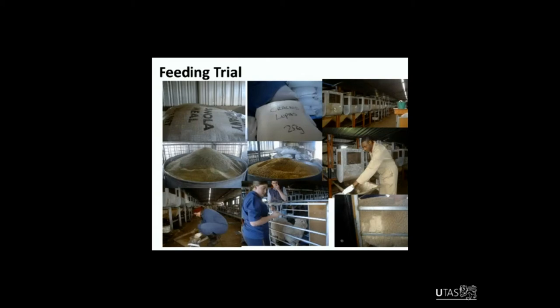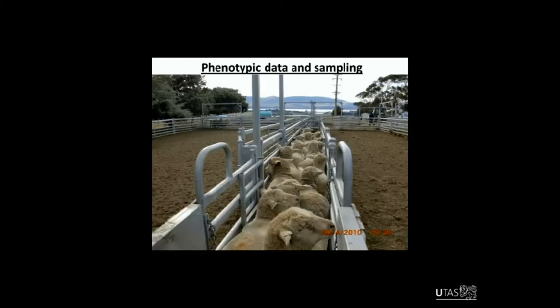In case you haven't seen the canola before, that's what canola looks like. And this is what lupins look like when they are cracked and ready to feed the animals. Also, I forgot to mention that we take wool samples at the beginning and at the end. So we shave a particular area here and take the wool sample. And at the end, we also monitor how much wool has grown, and we analyze for other wool qualities.